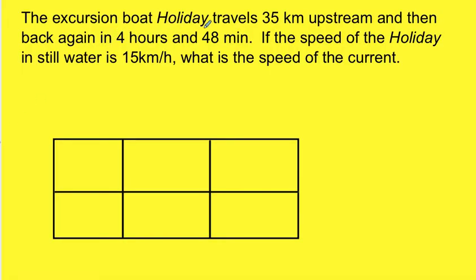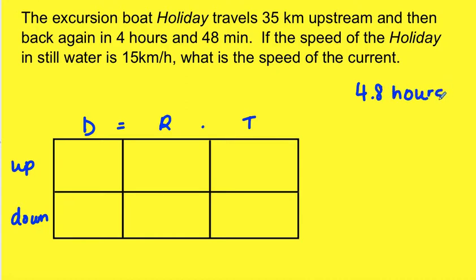The excursion boat Holiday travels 35 kilometers upstream and then back again in 4 hours and 48 minutes. If the speed of the Holiday in still water is 15 kilometers an hour, what is the speed of the current? All right, so we're going upstream, so I'm going to say up, and we are going down. We've got D equals R times T. I first have to make sure that I'm in hours, and right now I'm in hours and minutes. So I'm going to convert that by doing 48 divided by 60. Now, 48 divided by 60 is 0.8, so we've gone 4.8 hours.